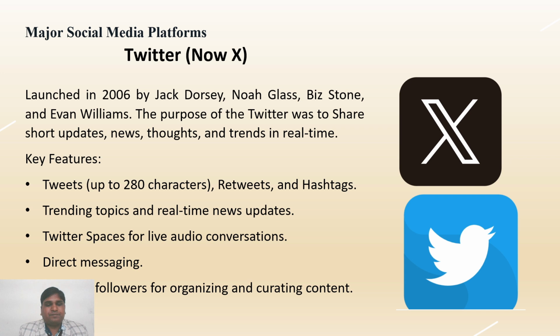Now, Twitter, now called X, launched in 2006 by Jack Dorsey and others. The purpose of Twitter was to share short updates, news, thoughts, and trends in real time. The key features of Twitter are that you can tweet up to 280 characters, retweet, and use hashtags. Trending topics and real-time news updates you can get on Twitter.